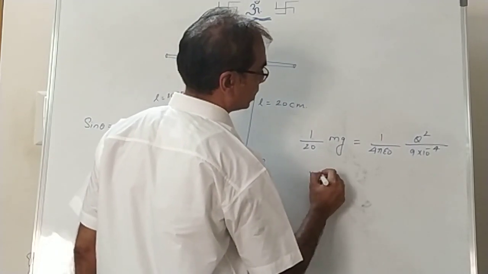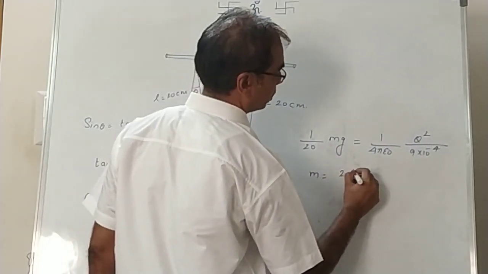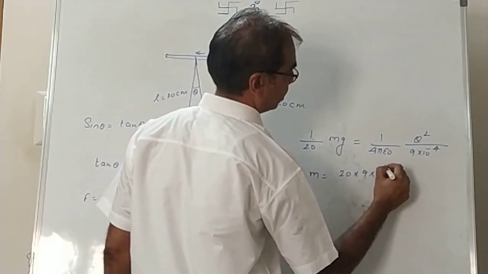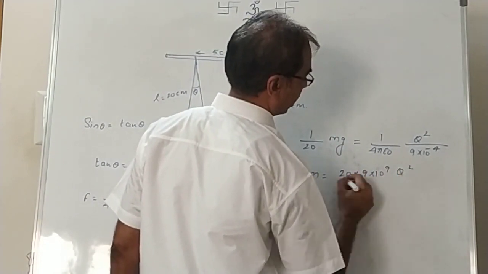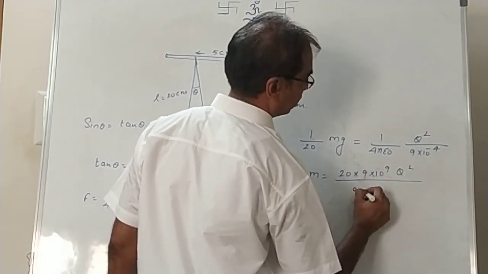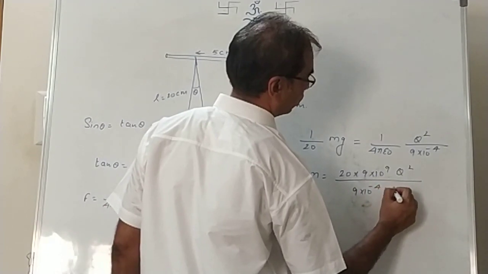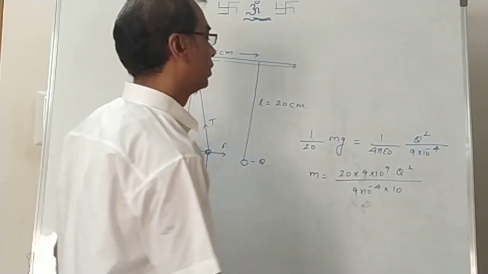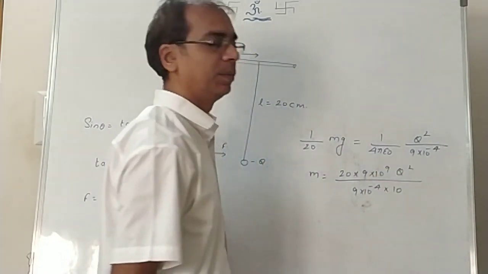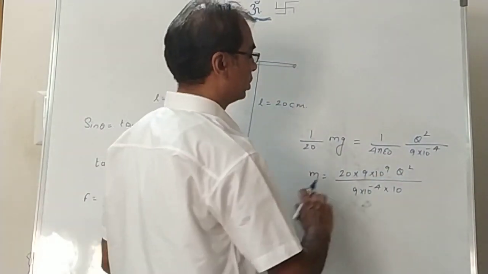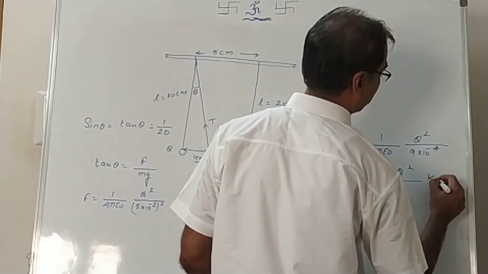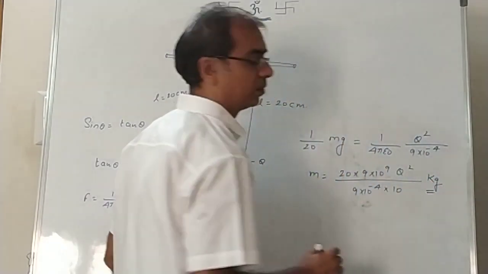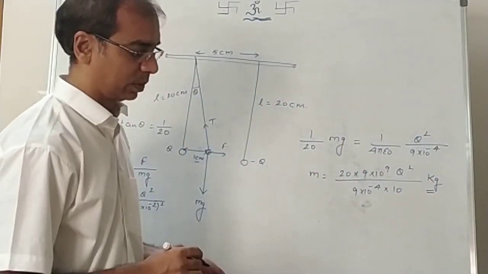So m is 20 into 9 into 10 to the power 9 q square by 9 into 10 to the power minus 4 into 10. This is the value of m. If q value is also given to us, we can keep it and we will get the value. Okay, so this much is the mass of both the balls. So this is the way you will be doing this kind of a question.